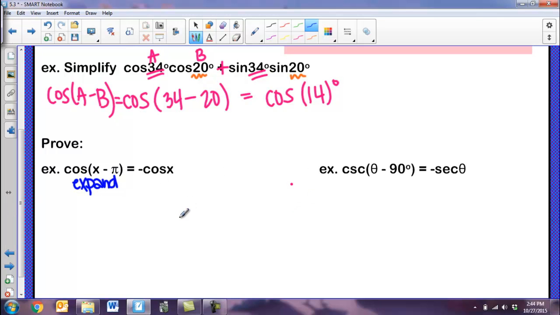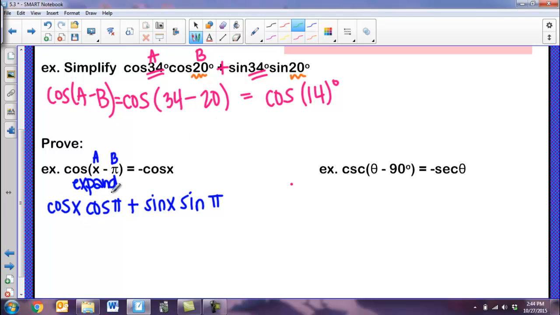Remember, once you pick a side, you have to stick to it, and I think that this side looks a little bit more complicated. So if I look at my formula chart and I look for the cosine of A minus B, x is going to be A and B is going to be pi. So cosine of A minus B says that we're going to take the cosine of A times the cosine of B, and then add the sine of A times the sine of B. Okay, so I've now expanded that left side out.